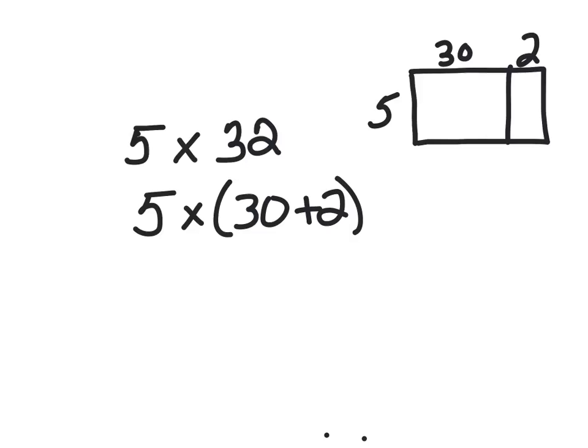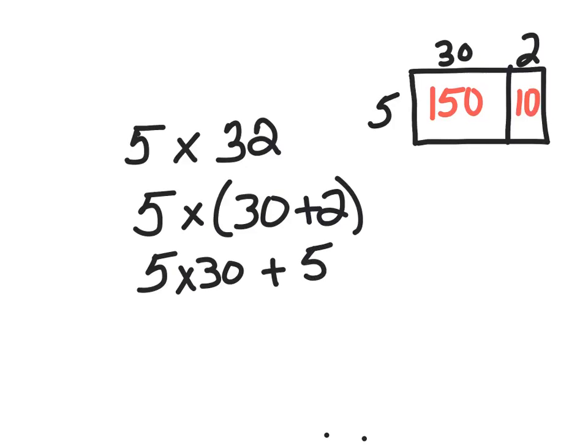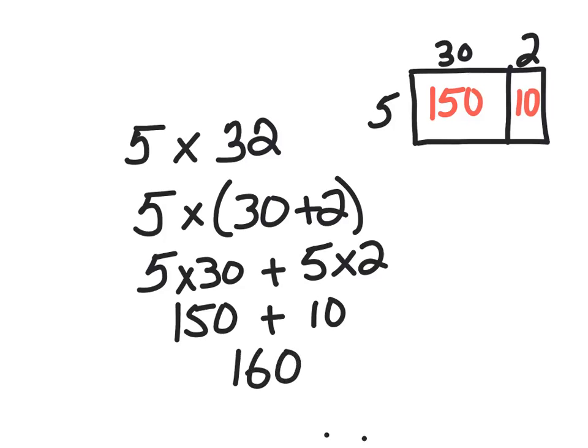We would then multiply 5 times 30 and get 150, and 5 times 2 and get 10, and then we're adding 150 plus 10. So over here on the algorithm side, we're doing 5 times 30 plus 5 times 2. And again, we have 150 plus 10, which gives us 160.